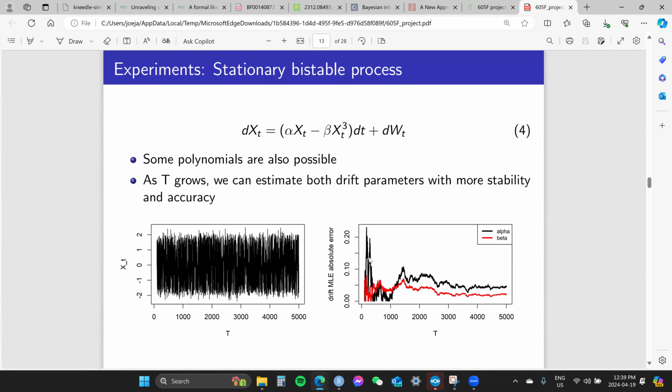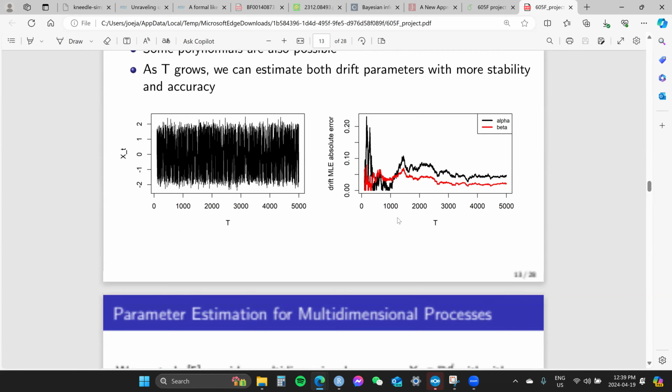Another experiment that they did was the stationary bistable process. So this is a polynomial. We want to estimate alpha and beta. And we can see that as t increases, the errors of both of those are decreasing as well.